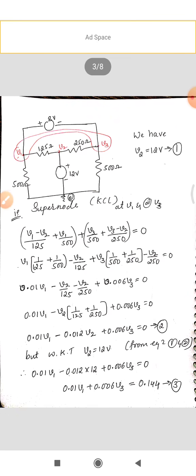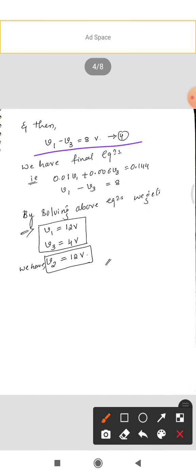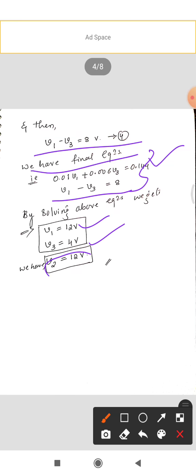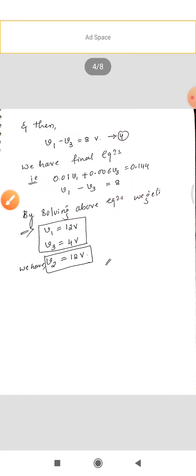So the third equation will be from this voltage source: V1 minus V3 equal to 8 volt. We have the final equations: 0.01 V1 plus 0.006 V3 equal to 0.11144, and V1 minus V3 equal to 8. Solve these two equations and you get two answers, V1 and V3. Already we have V2. This is how we apply super node analysis. I hope you have got this.